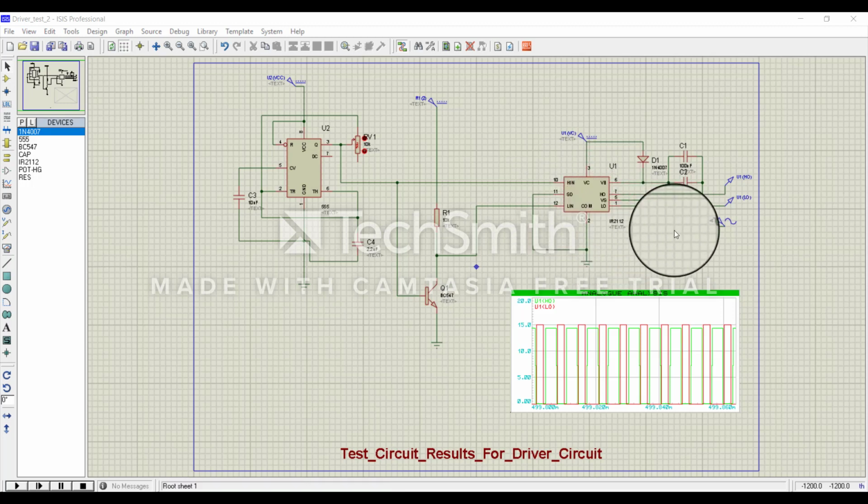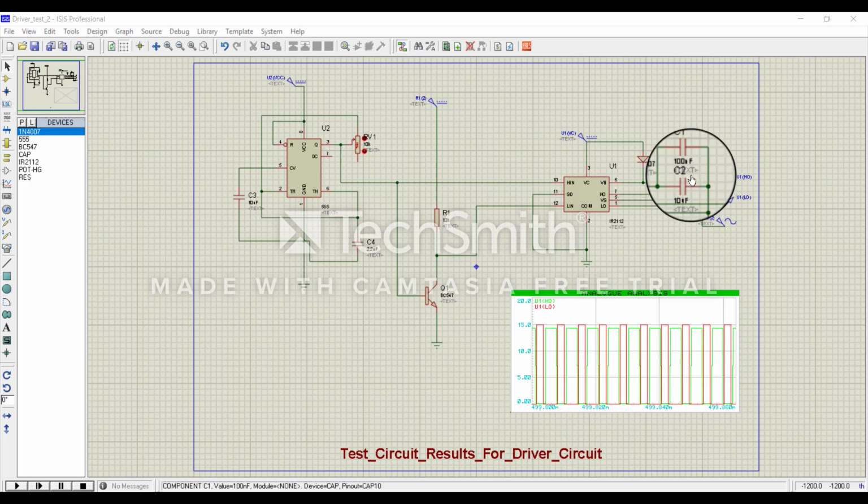IR2112. Here at the high side output of the MOSFET driver, we can see the combination of diode and capacitor, which is known as the bootstrapping circuit, and the purpose of this circuit is shifting the output level for the high side MOSFET to some appropriate level above the ground level, so that the high side MOSFET gates of the H-bridge inverter circuit will get proper biasing above the source voltage of that MOSFET.